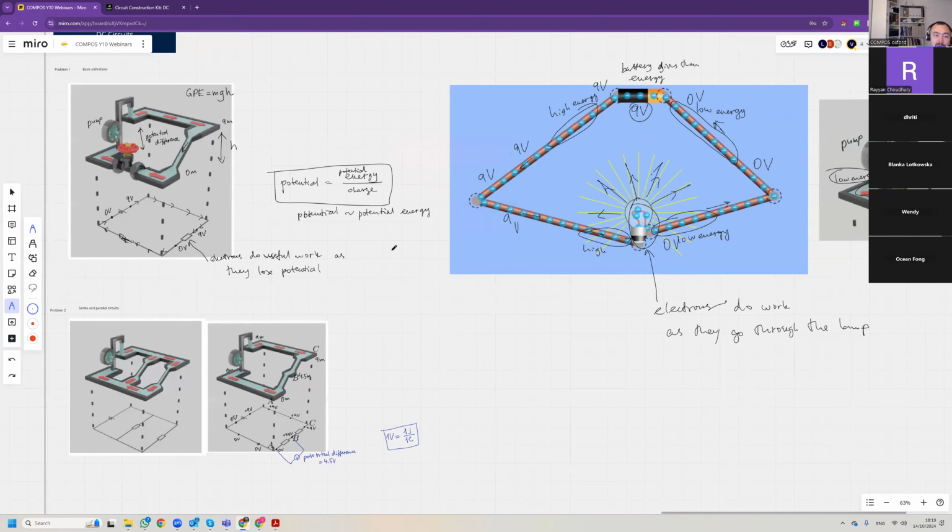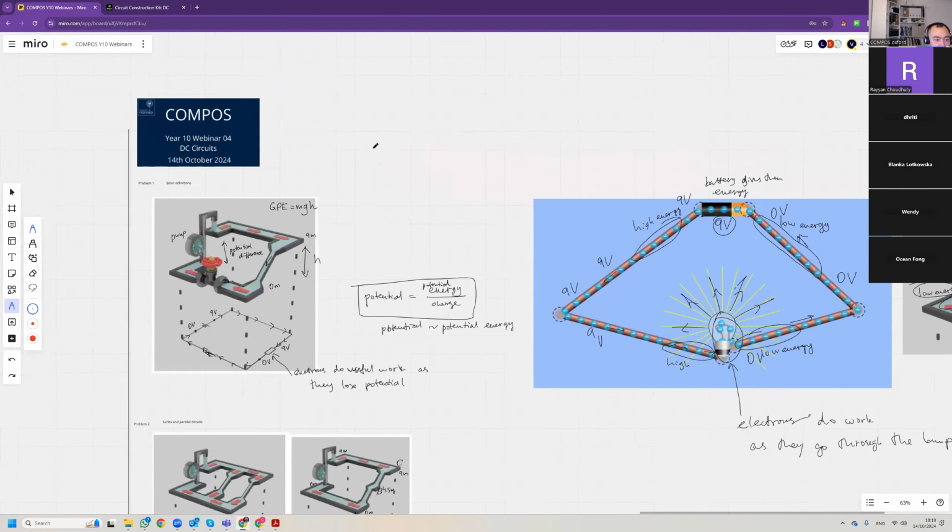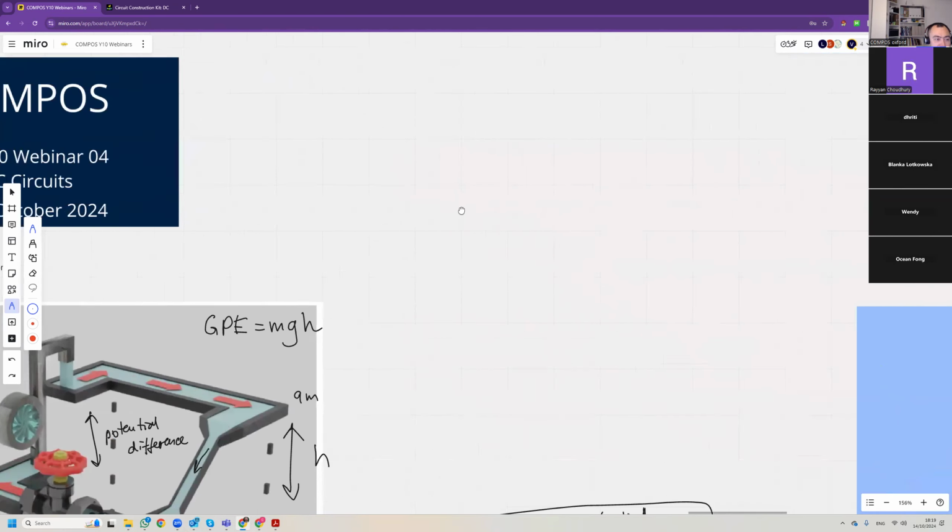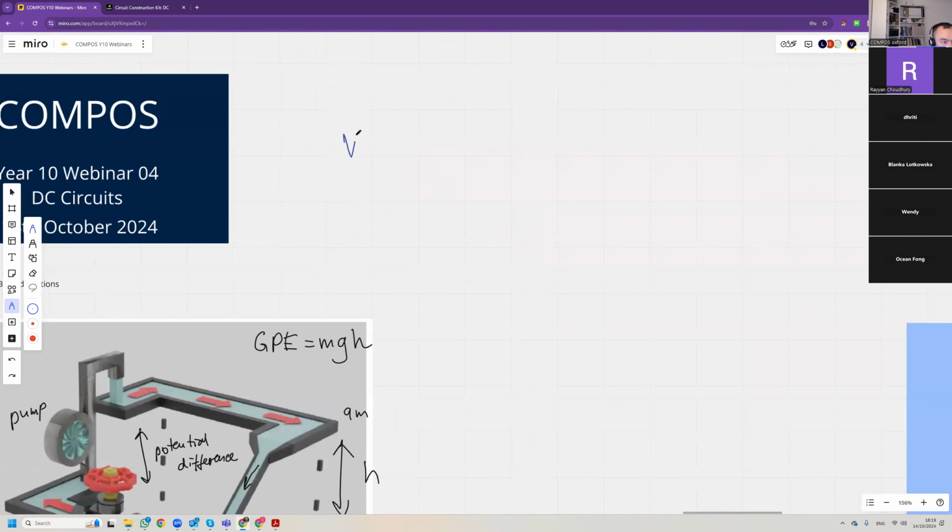Now let's talk about current. So just some definitions. So the voltage is the potential difference.